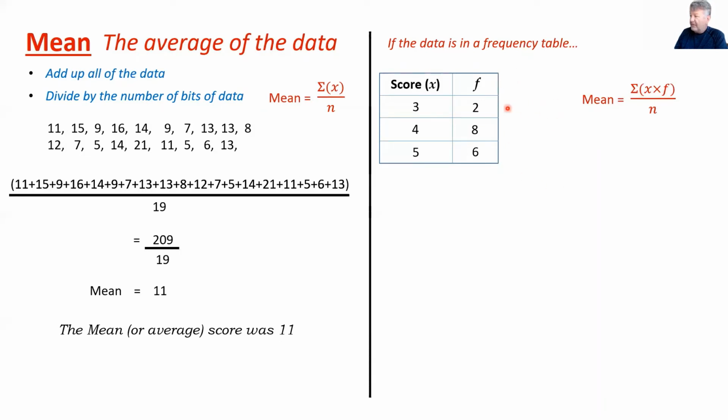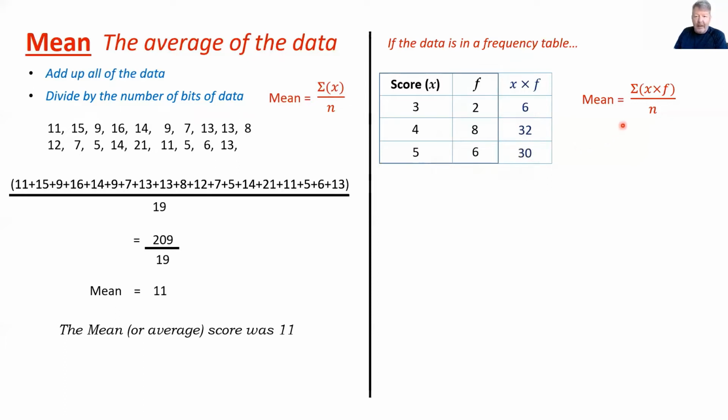So if it's in a table like this, and then divided by the n. Okay. If it's in a table like this, we want to add in an extra column. That is going to be our x times f, just down here. So we'll put our x times f there, and we've got our score x, we've got our f. So 3 times 2 is, of course, 6. 4 times 8 is 32, and 5 times 6 is 30.